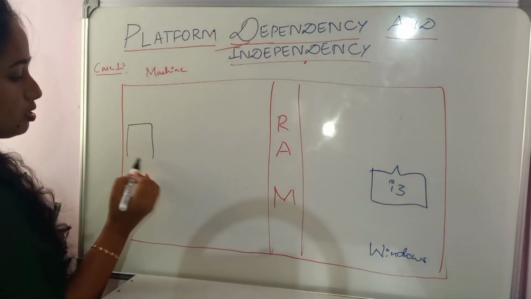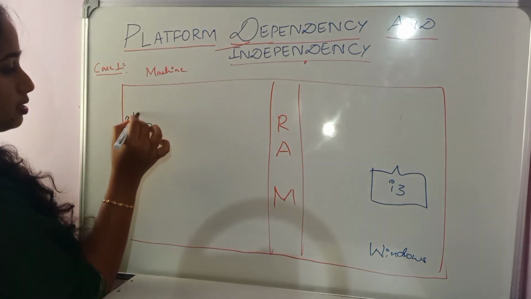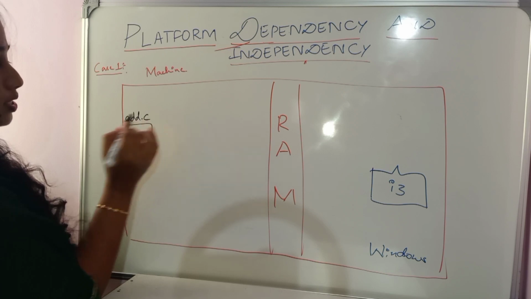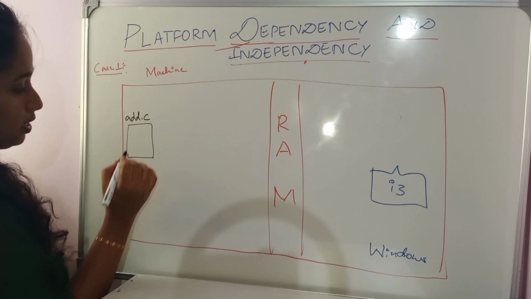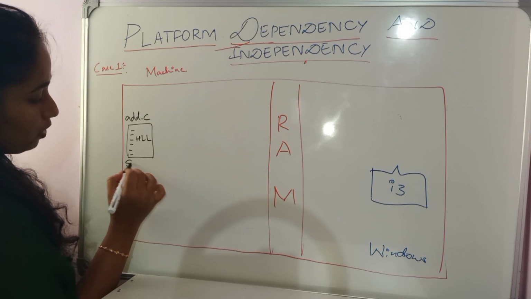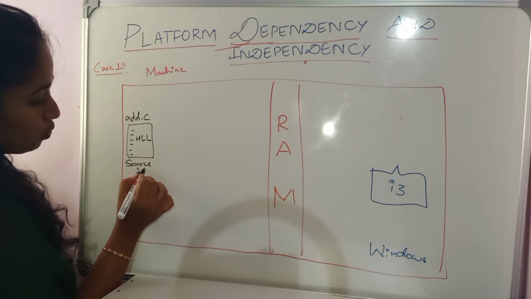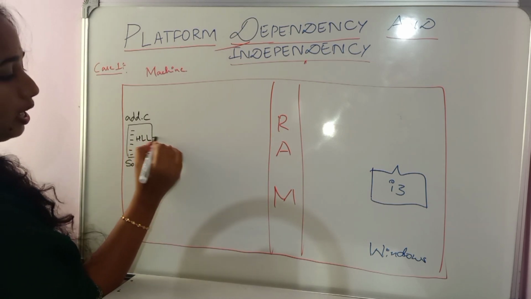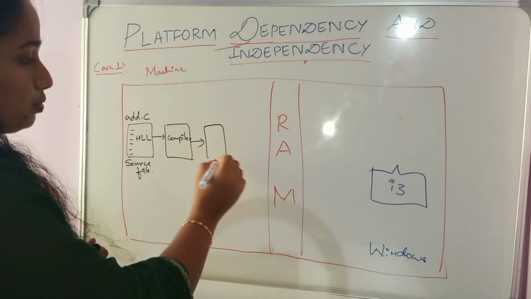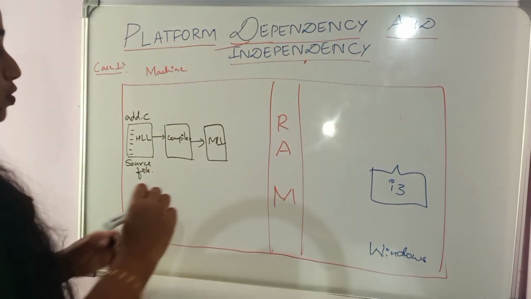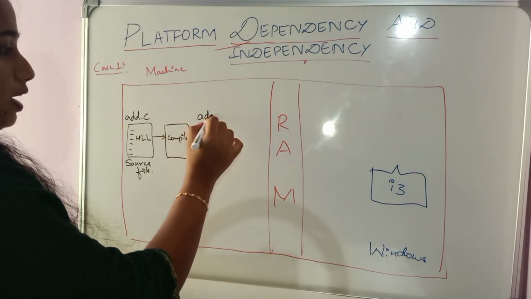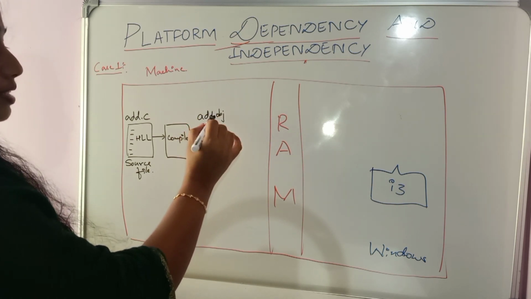Here we have a source file, and the file name is add. In C we write the file name as a .c file, so this is add.c. In the hard disk, if anything is in a high level language, we call that file a source file. This source file is given to the compiler, which converts the high level language to machine level language. In the hard disk, if any file is in machine level language, it is called an object file, so it is add.obj.